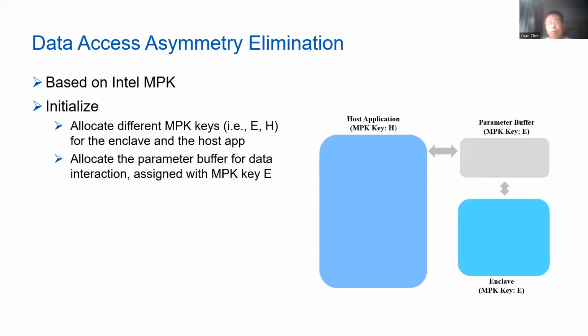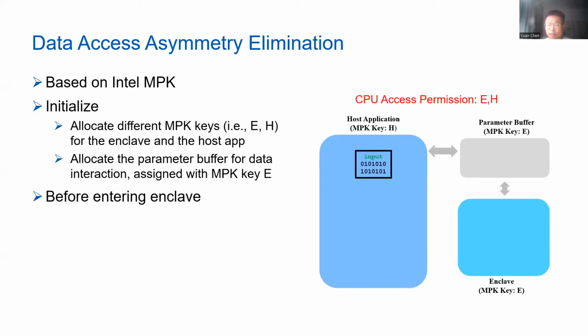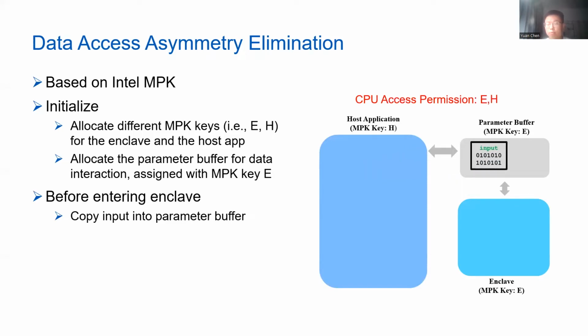And at runtime, when the execution is in the host application, the access permission of the CPU is set to E and H. Notice that even though the CPU has access permission to E, it cannot access the enclave's memory region, because the enclave is hardware isolated. And then before getting into the enclave, first we would copy the input to the parameter buffer. And then we would remove H from the CPU's access permission set, and then get into the enclave.